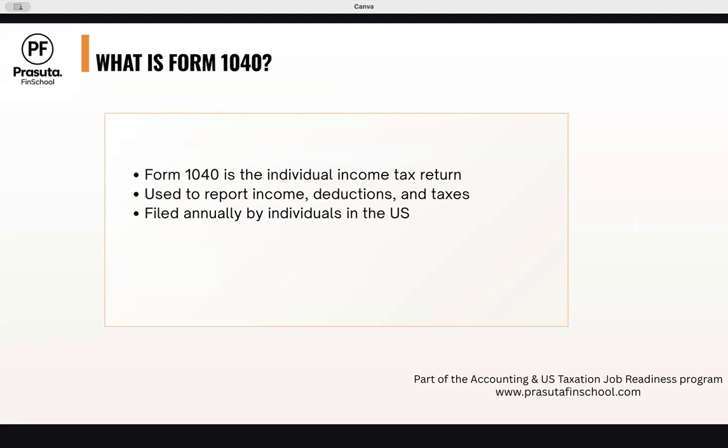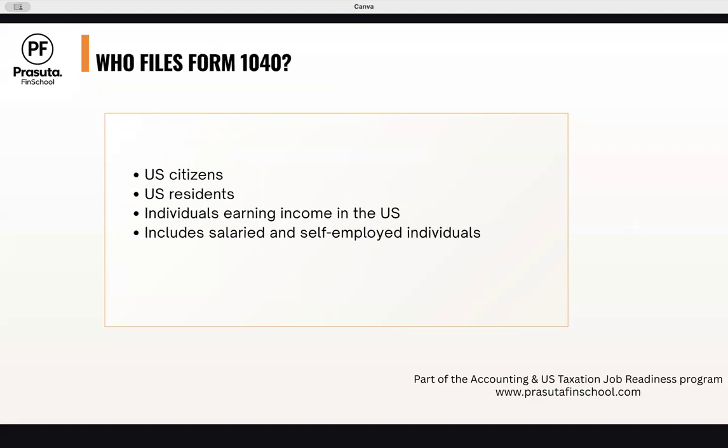Then what is Form 1040? As already discussed, Form 1040 is the individual income tax return filing form, and it is used to report income, deductions and taxes of an individual. It is filed annually by individuals in the US. Then who files Form 1040? US citizens, residents, and individuals earning income in the US, which includes salaried and self-employed individuals. How a salaried person files their income, and how self-employed people, professionals or freelancers file their income, we will understand going ahead in the slides.